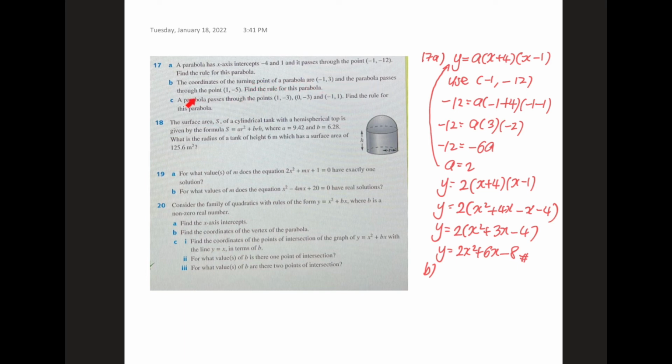17b. So the question: the coordinates of the turning point of a parabola are minus 1, 3, and the parabola passes through the point 1, minus 5. Find the rule for this parabola. Okay, this is going to be another technique where we have to use the form after completing the square. Because they give us the turning point minus 1, 3, we have to use this form, y equals a, x minus p squared plus q.